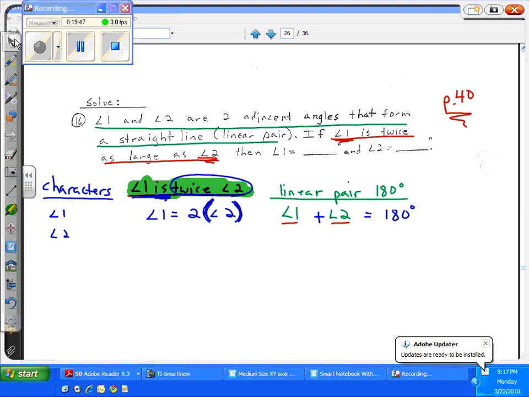What we're going to do is substitute, because we learned on page 42 of the algebra text that you can't solve with two variables. If you have two variables, you need one named in terms of the other, and if you have one named in terms of the other, then we can substitute to get down to one variable. So since angle 1 is equal to 2 times angle 2, we're going to replace the angle 1 with the 2 times angle 2. And we would have 2 times angle 2 plus angle 2 is equal to 180 degrees.